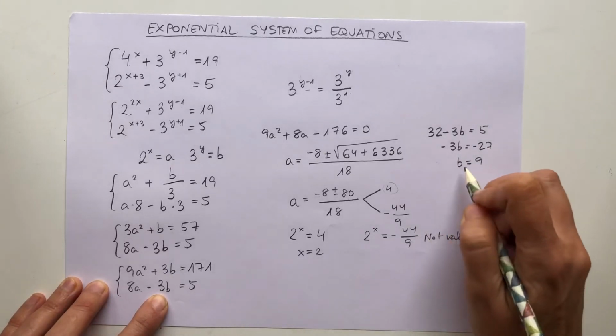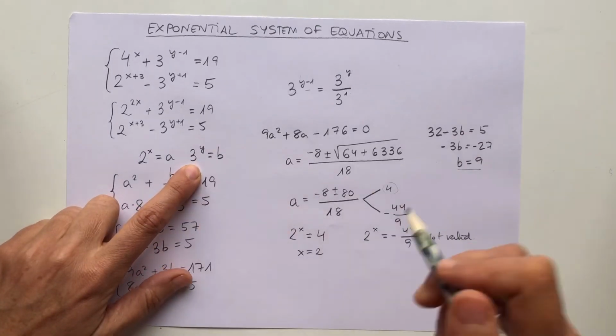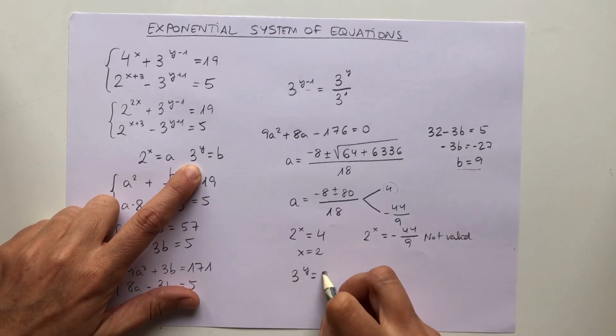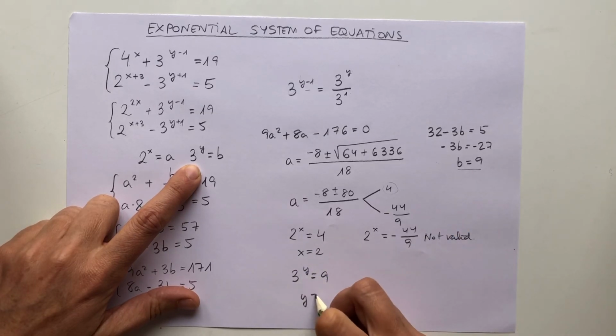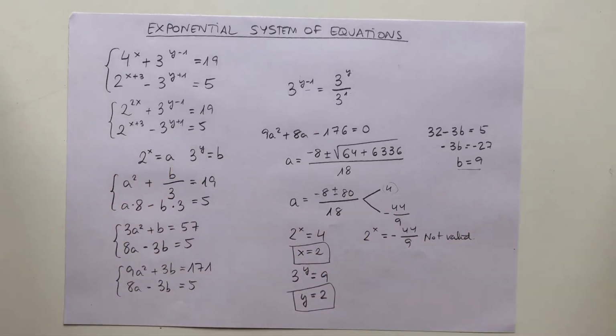And now, once I have b, I'm going to undo my change of variable. So 3 to the power of y equals b, that is 9. In this case, y must be 2 as well. So this is my answer to the system.